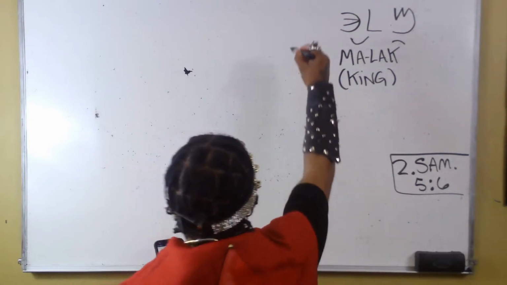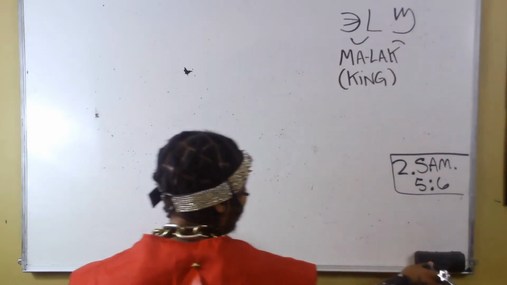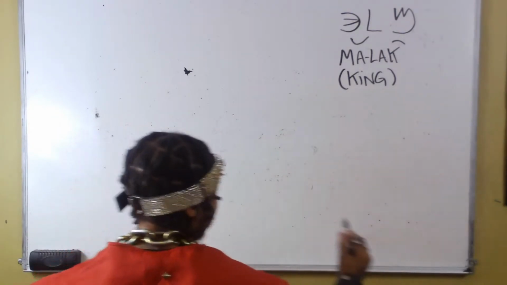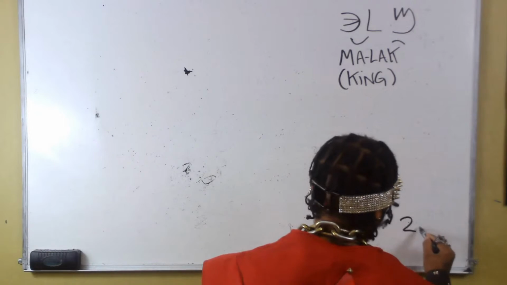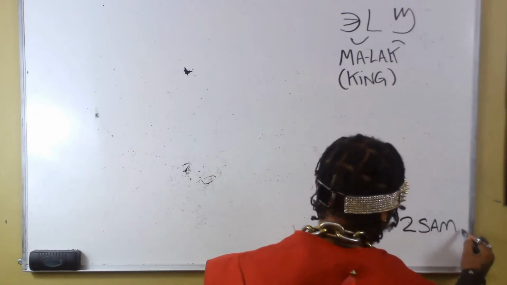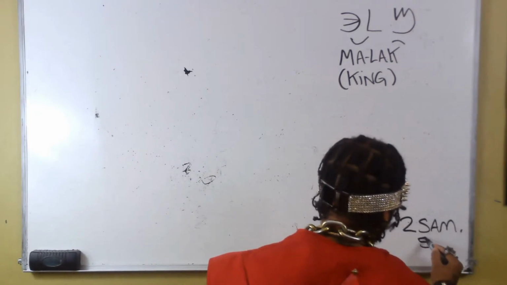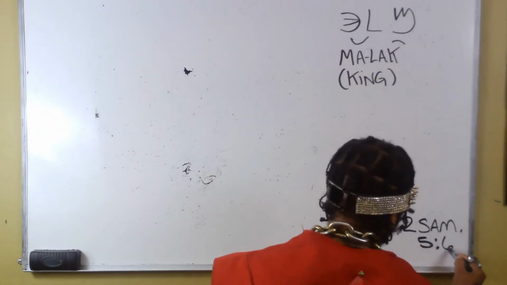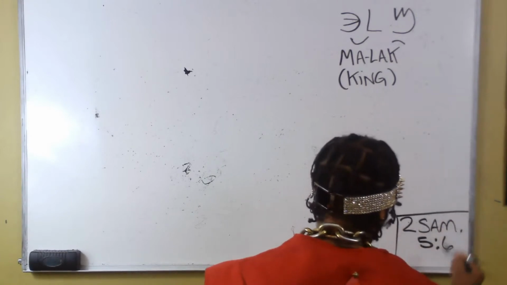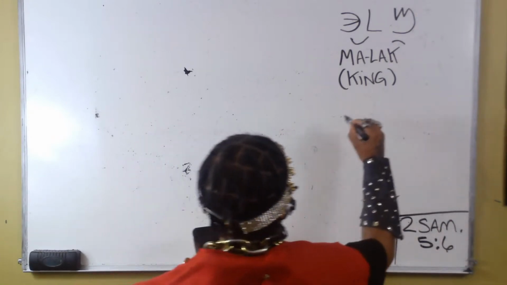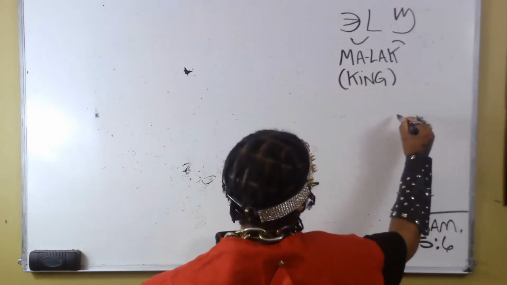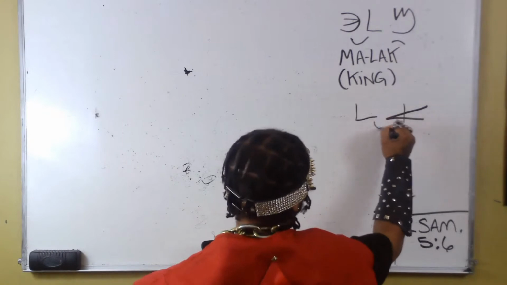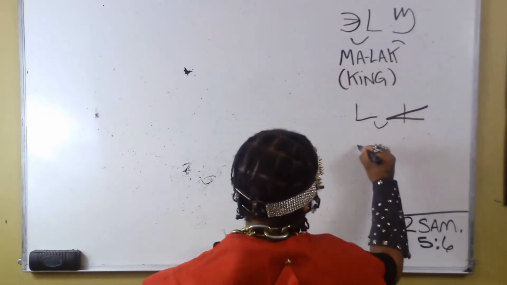The next word is going to be owl. Let me move this towards the bottom. 2 Samuel, chapter 5 and verse 6. There you go, right there. The next word I'm going to do is owl. I'm going to do it under here so y'all don't think I'm trying to write in a sentence.